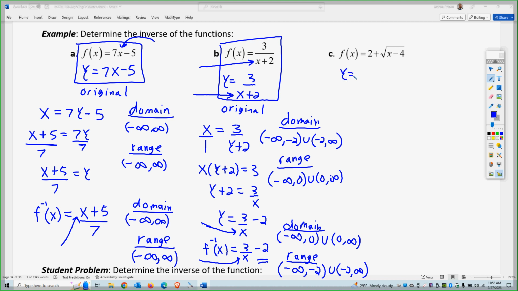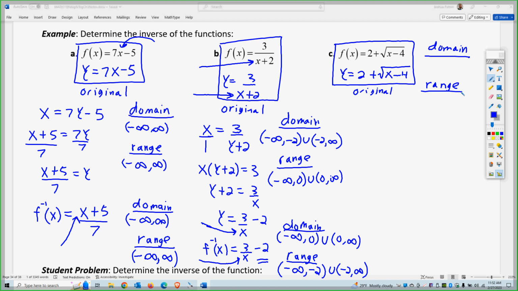Okay, so let's do the inverse of the next one. So y equals 2 plus root x minus 4. Okay, so that's the original. So let's write domain and range on the side here. So domain and range.